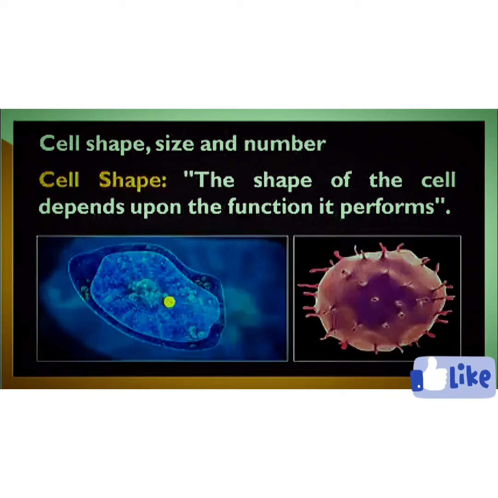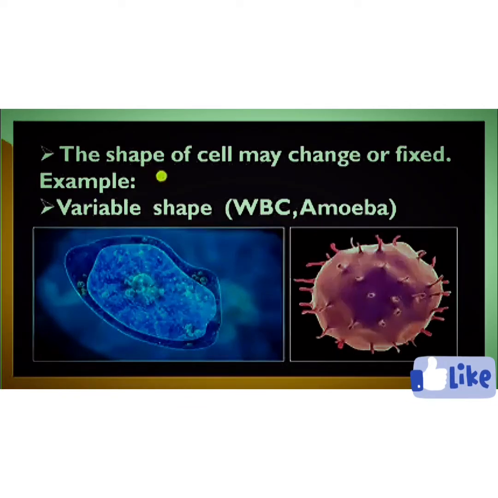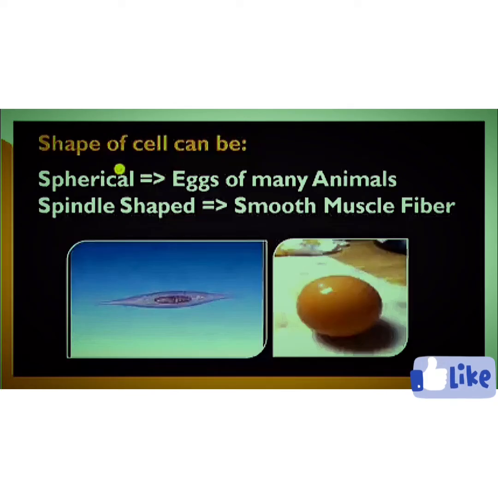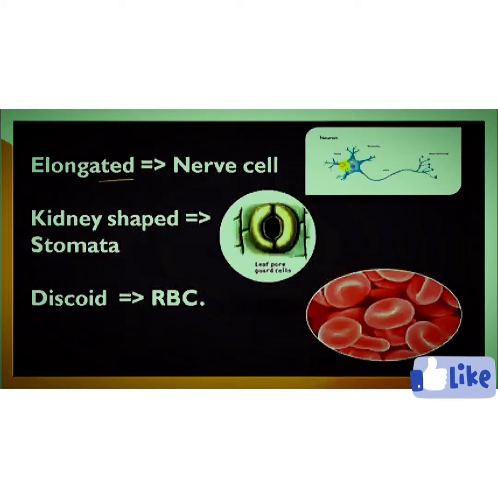Next is cell shape and size. The shape of the cell may be fixed or may change. Examples of variable shapes are white blood cells and amoeba. The shape of the cell can be spherical or spindle shaped. Spherical examples are eggs of many animals, and spindle shaped are smooth muscle fibers. Elongated are the nerve cells. Kidney shaped are the stomata, and RBCs, that is red blood cells, are discoid shaped.